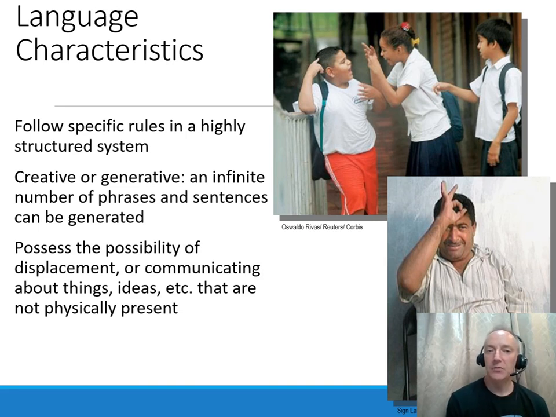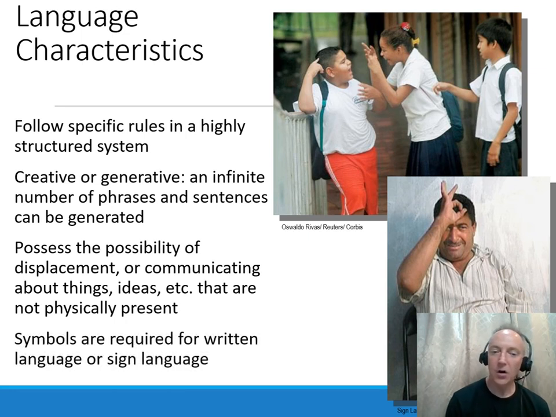Language allows for displacement. It allows us to talk about things that are not physically present. We can talk about things that are only conceptual, only represented as an idea. And all languages have symbols. So even American Sign Language meets all the criteria for a language.